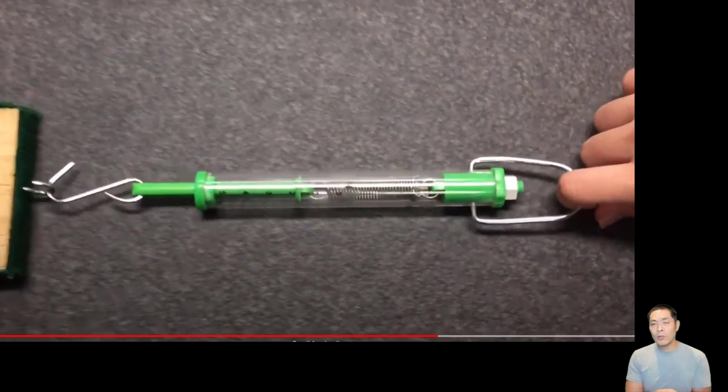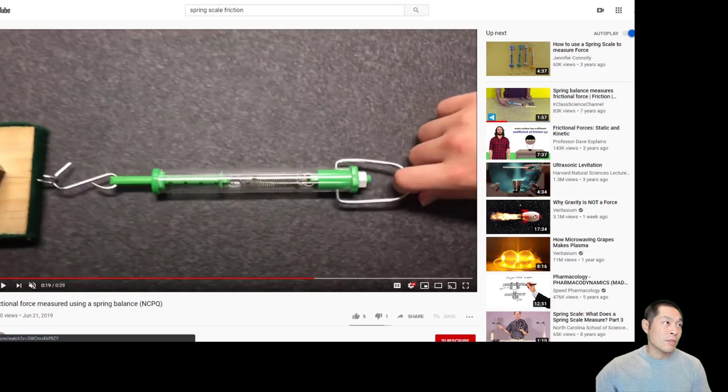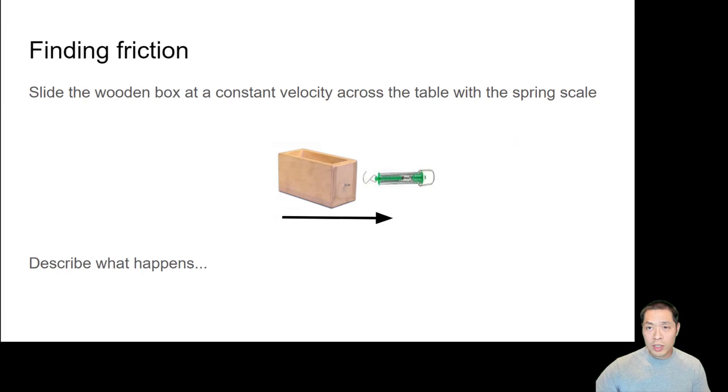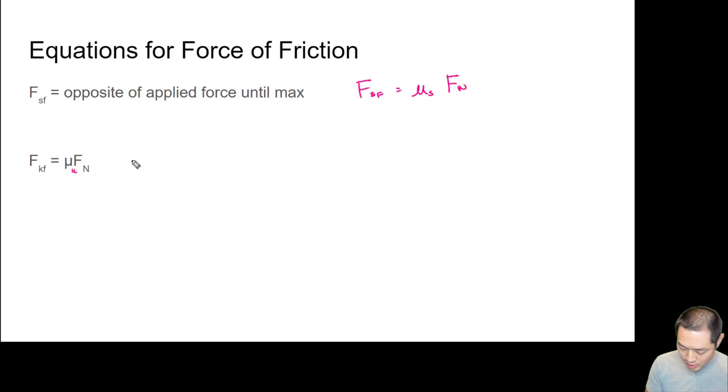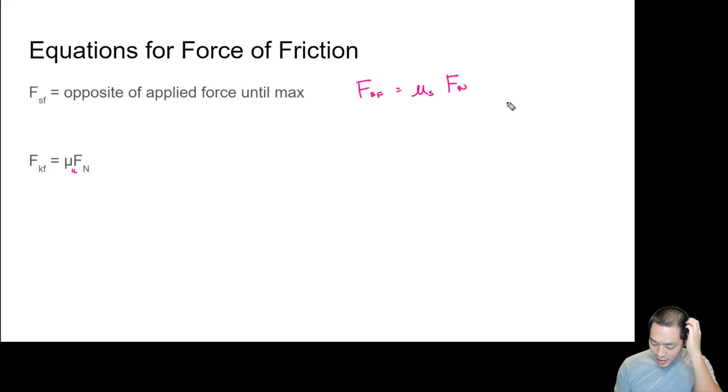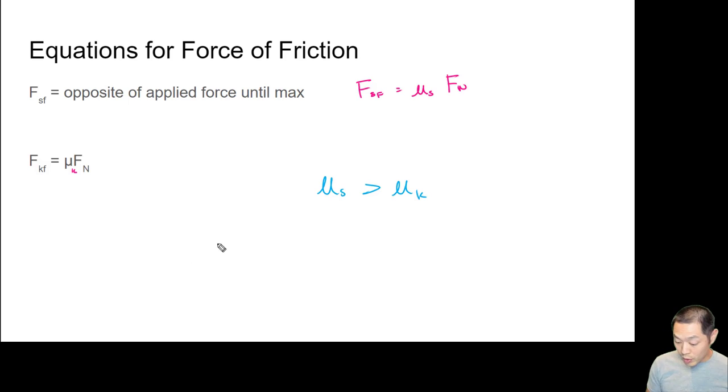So what's going on? That's what I wanted you to get from the PhET: it takes a little bit more force to get something to move, but once something's moving, it requires less force to keep it at constant velocity. So the force of static friction is always going to be bigger than the force of kinetic friction. Looking at that equation again, even though they're both the same form, here you have force of kinetic friction is mu k times Fn, and here's force of static friction, mu s times Fn. Mu s is always greater than mu k.